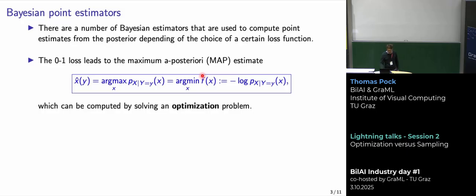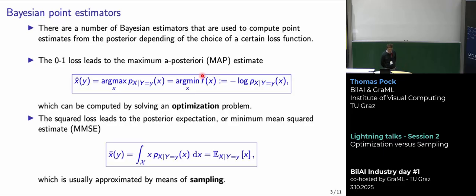However, maybe this is not the best choice because the MAP could be a very rare sample. So therefore, we can also think about taking the expectation, the posterior expectation. It's also called the minimum mean squared error. That is that sample that minimizes the weighted quadratic distance weighted by the posterior to all samples. And in order to approximate the MMSE, we need sampling.